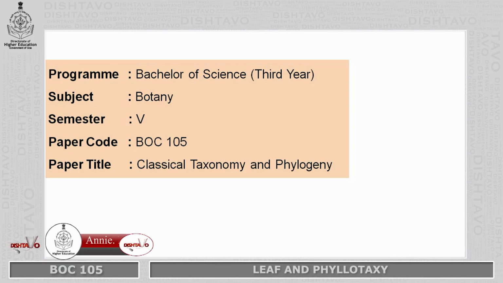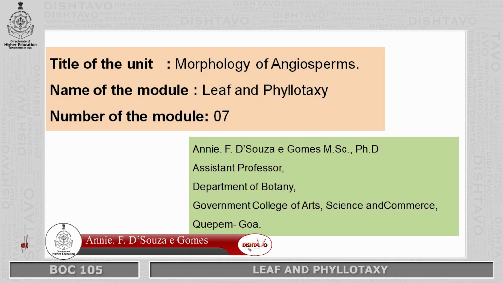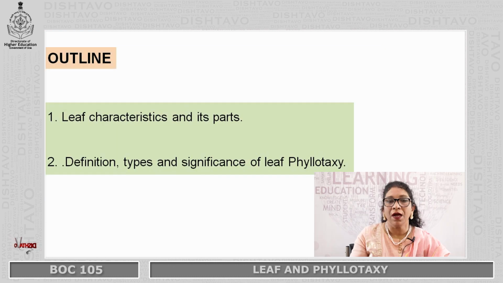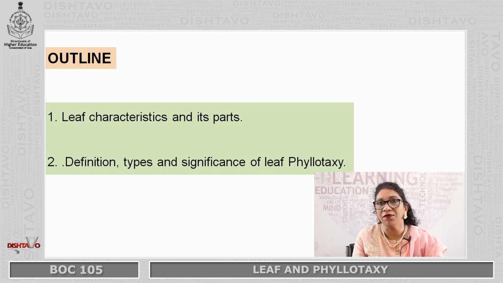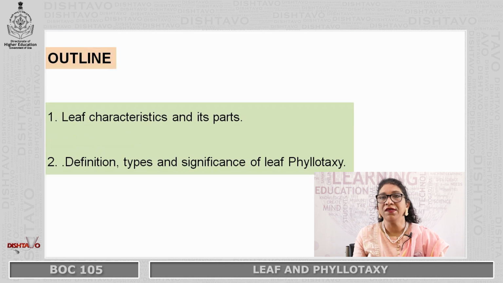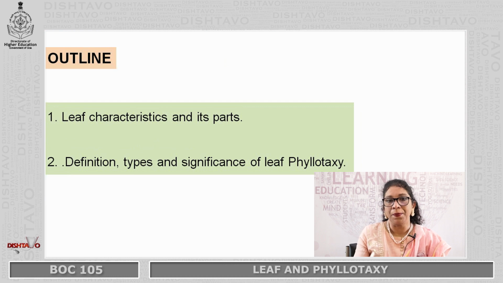Hello and welcome students. The name of my today's module unit is Morphology of Angiosperms and the module name is Leaf and Leaf Phyllotaxy. The outline of this module is leaf characteristics and its parts, definition, types and significance of leaf phyllotaxy. In these learning outcomes, we will learn from this module to describe the leaf characters, to identify its parts and to differentiate between the different types of leaf phyllotaxy.